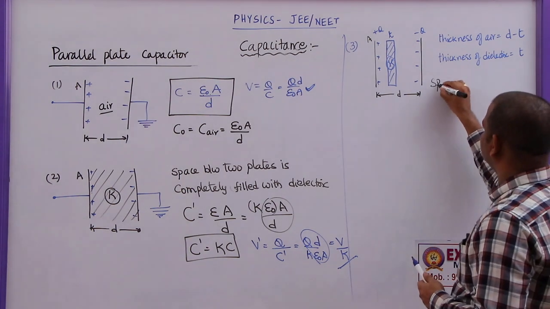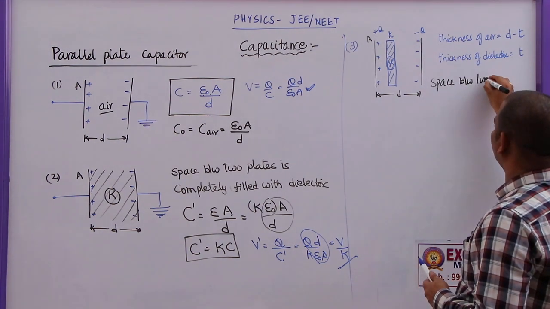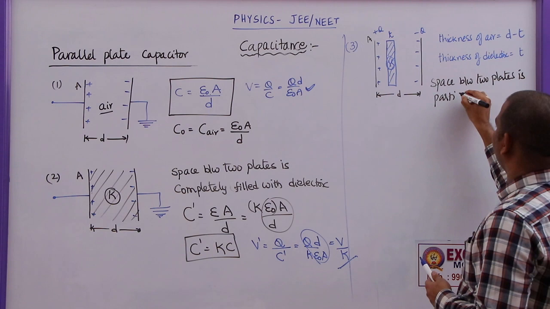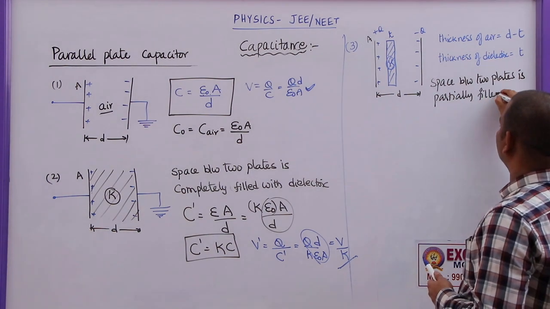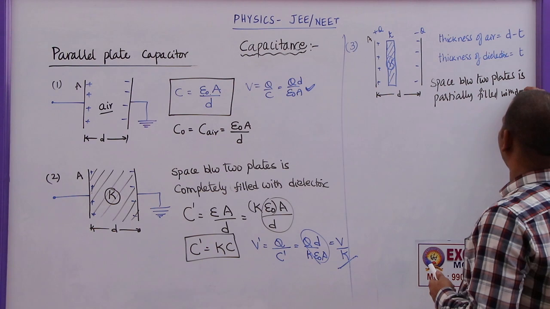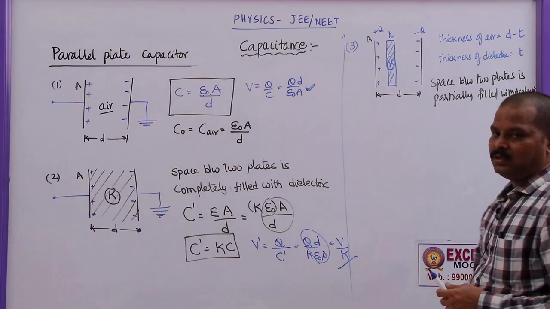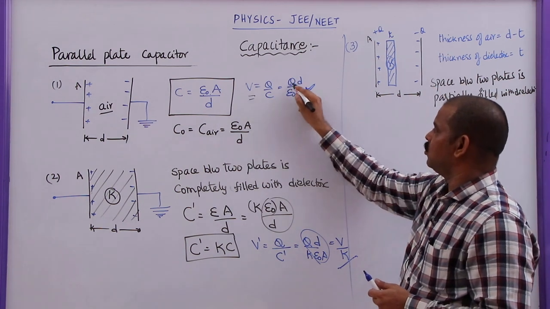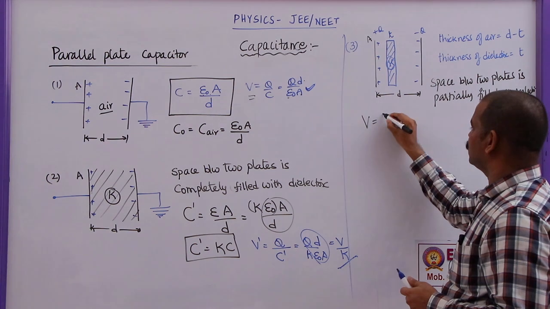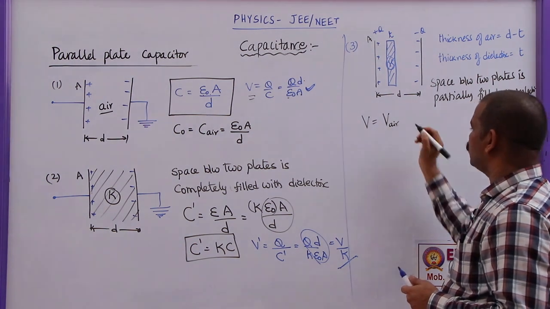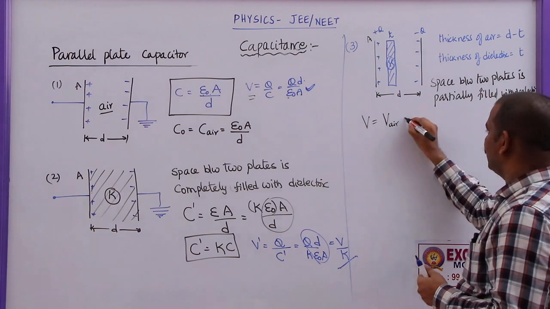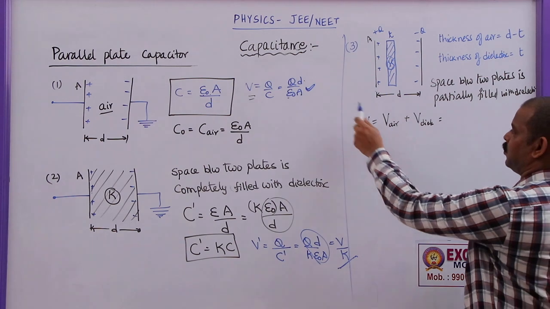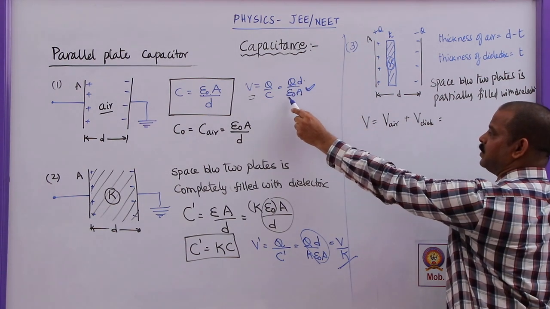Here, space between two plates is partially filled with the dielectric. So, in this case, the potential difference between these two, we need to find out. The potential is equal to the potential between the two plates with the air as the dielectric medium plus the potential with the dielectric. So, what is the formula for potential? Charge into distance between two plates by epsilon into A.